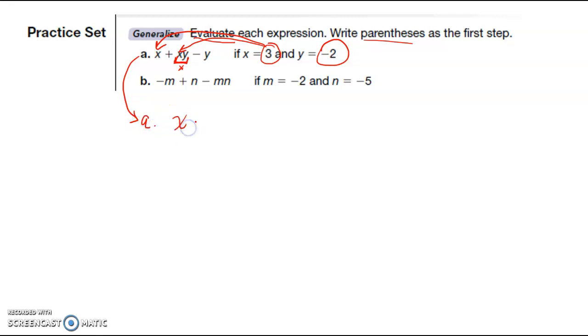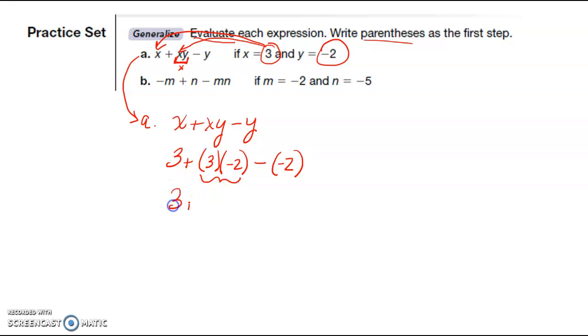So I have x plus xy minus y, which is 3 plus 3 times -2 minus -2. Maybe that's what they mean by parentheses. So we're going to multiply first. And this is going to be -6. Positive 3 times -2 is -6. And now we're going to go left to right.